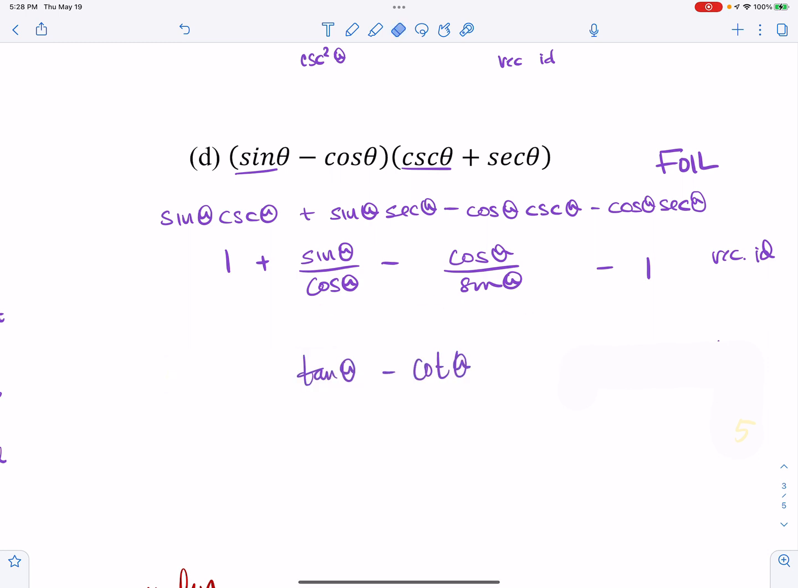And this first term, sine over cosine, is the same thing as tangent. Cosine over sine is the same thing as cotangent. So here I'm using my quotient identities and substitution. Or subtraction for the ones, I guess is what that says.